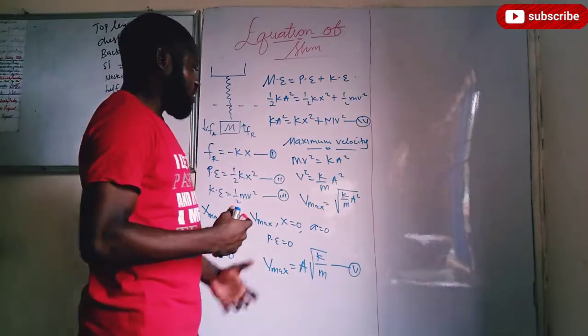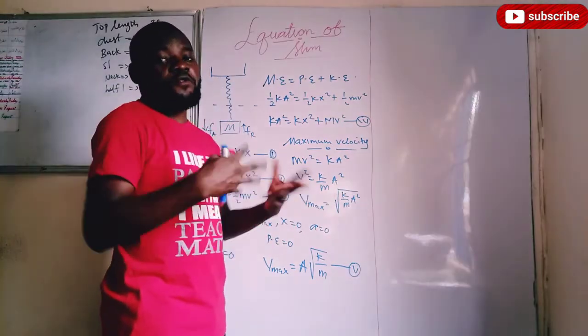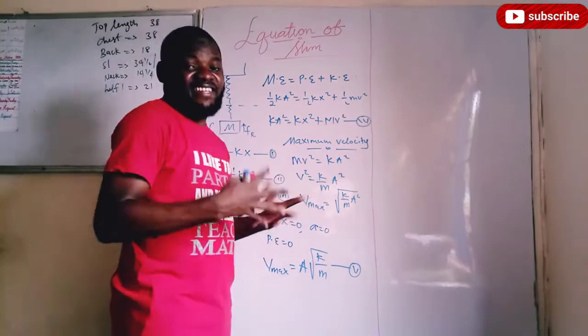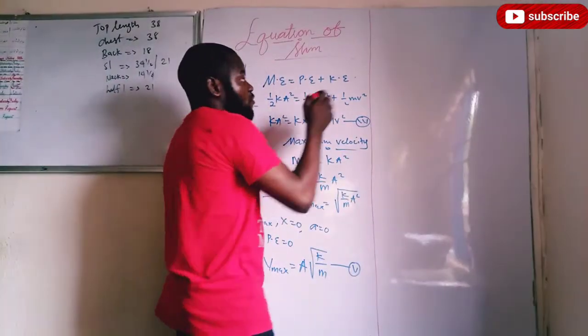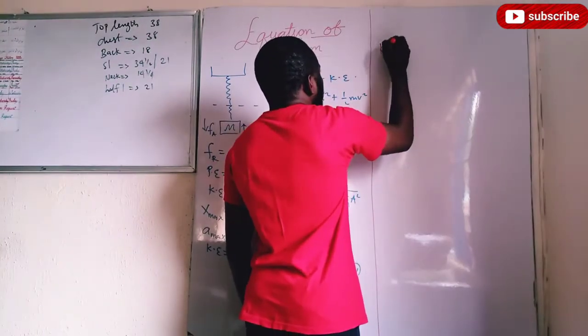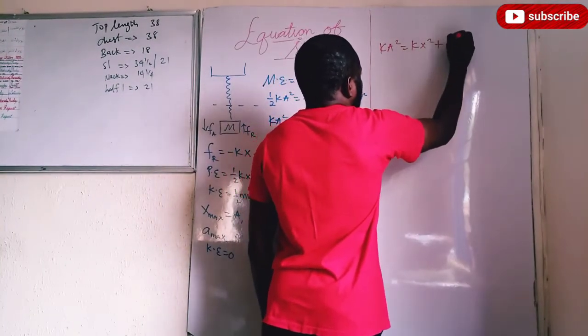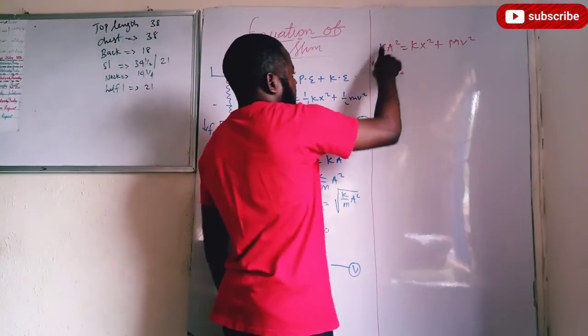So the sixth equation is about the velocity at every instance. That is, we are not talking about the maximum velocity now, but want to know the velocity at an instance. So we just come back to equation 4. So from equation 4, we can say ka squared equals kx squared plus mv squared. So from here now, I'll take this to the other side.